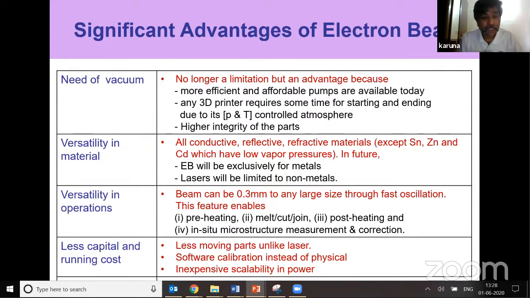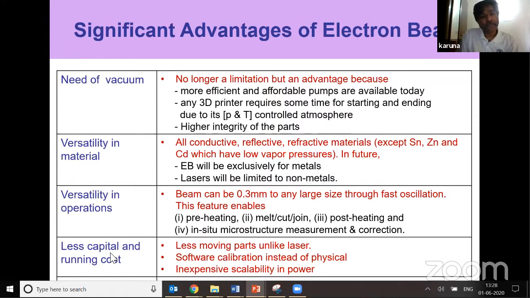But such an X-ray emission can be used for in situ microstructure measurement. Because you know the microstructure immediately, if it is not as per your expectation, you can even make corrections for it by making the necessary changes in the process. So this is something very new. Laser-based systems cannot do this. So that's why I'm saying electron beam is versatile in terms of operations also.